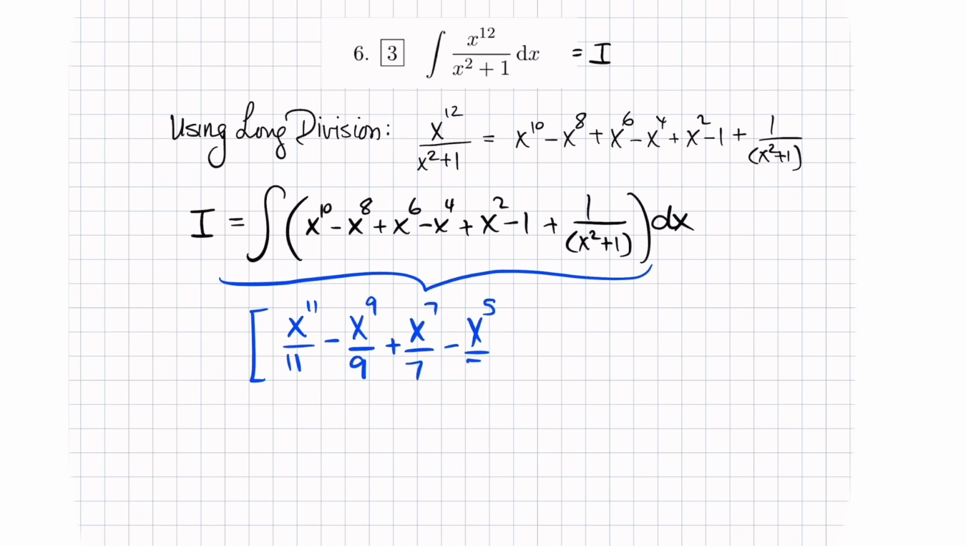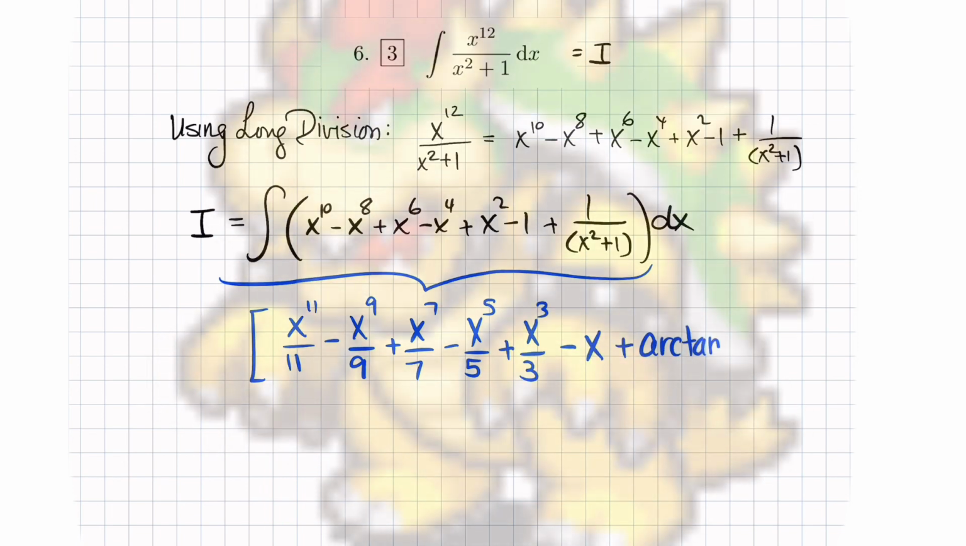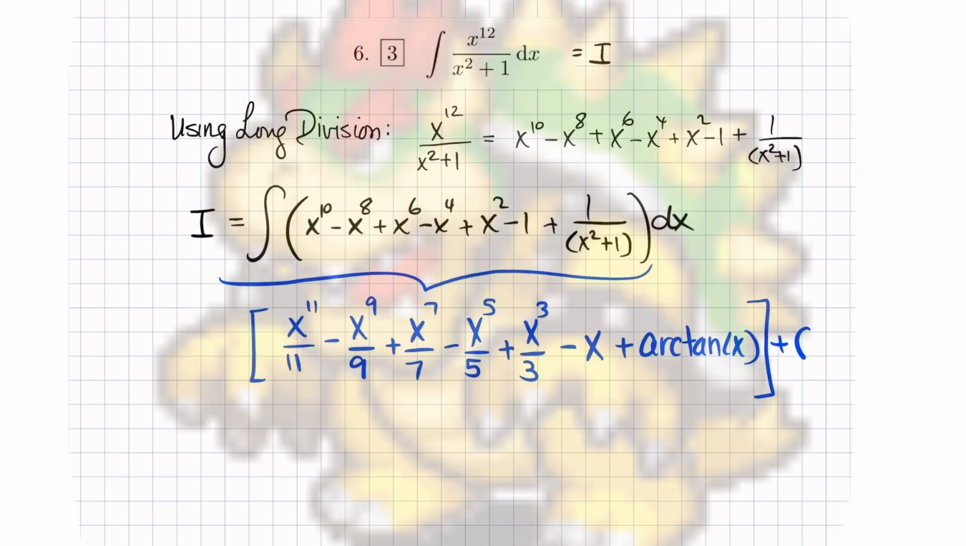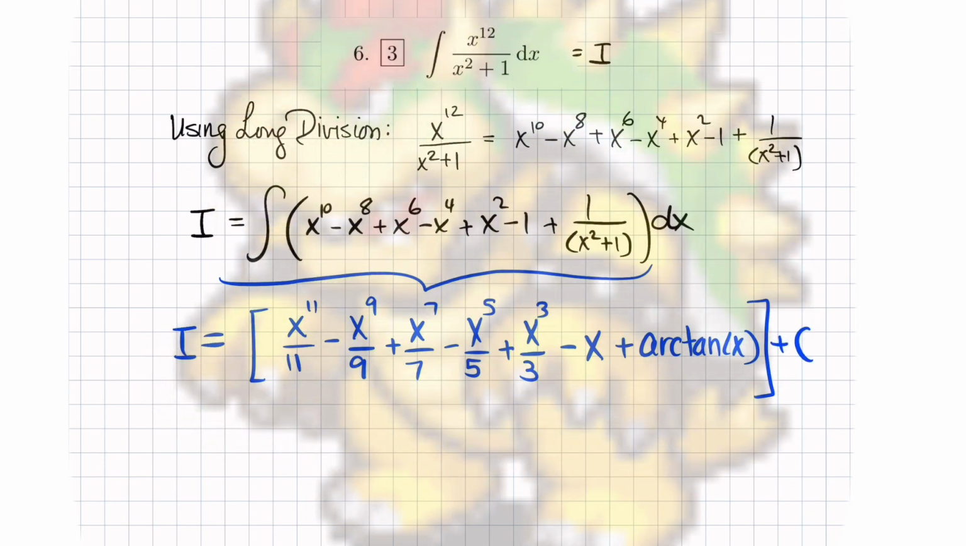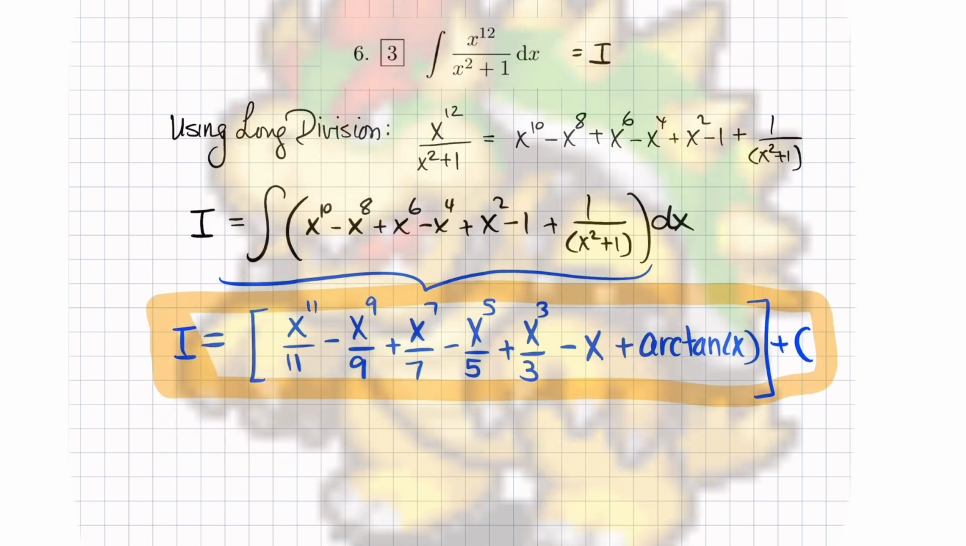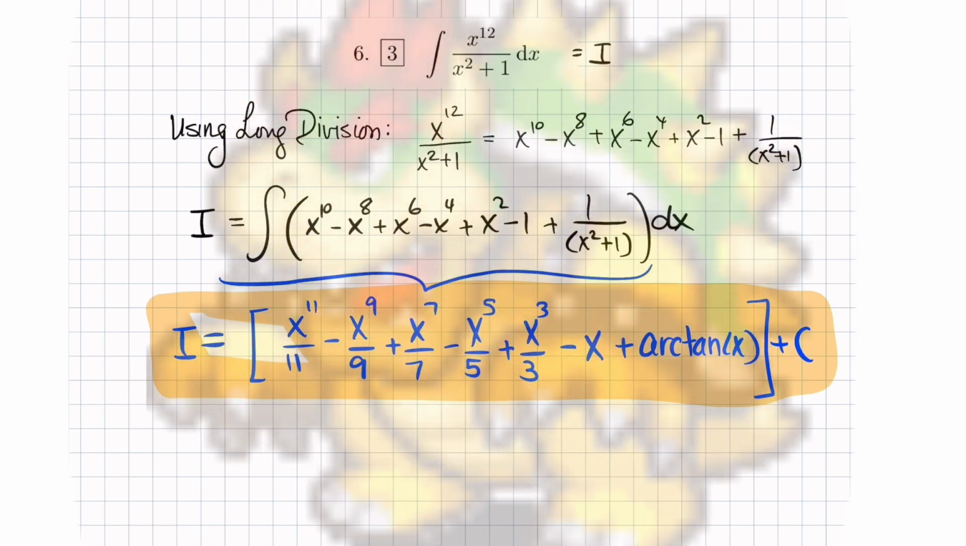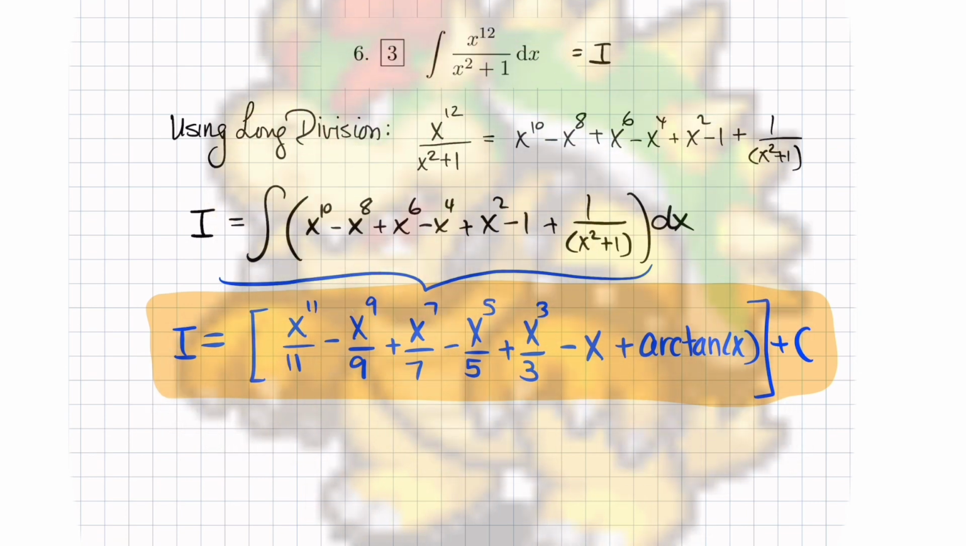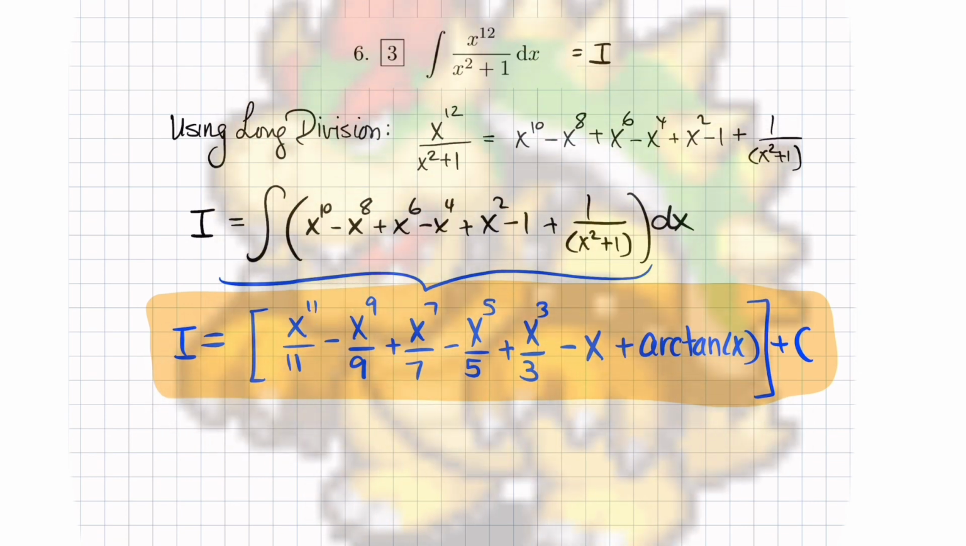That's the arctangent. So this evaluates finally as x to the 11th over 11 minus x to the 9th over 9 plus x to the 7th over 7 minus x to the 5th over 5 plus x to the 3rd over 3 minus x plus the arctangent of x plus c. Long division, long explanation.